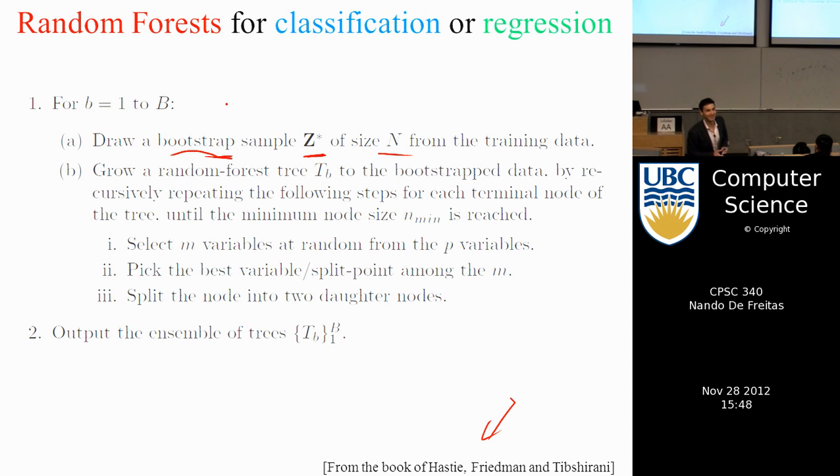So you're going to have to speak up. The minimum node size, how do you decide on that? It says to recursively repeat the process until you reach a minimum node size. That's a parameter. I will now tell you about all these different choices and what they are.